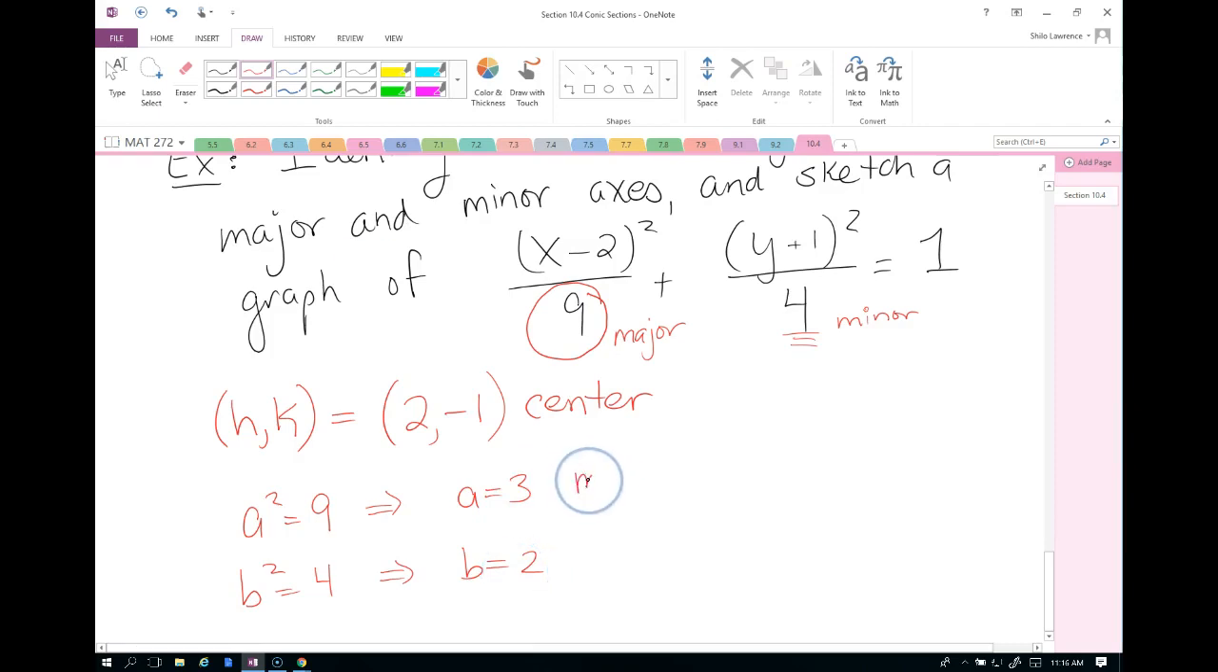This is our major axis. And the length is from one side of our ellipse all the way to the other side. So we have to double this a value, because the a value is just the distance from the center to the edge. So major axis length is going to be 6. Minor axis length is going to be 4.